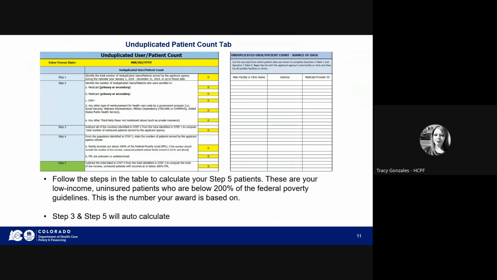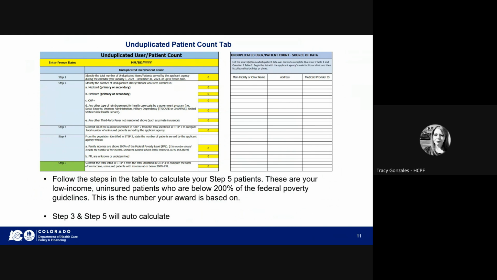Step 5 is going to be your low income, uninsured population whose incomes are at or below 200% of the federal poverty guidelines. So you will follow the steps in this table to calculate your step 5 patients. These again are your low income uninsured patients who are at or below 200% of the federal poverty guidelines. And this is the number your award was based on. And I want to remind you that step 3 and 5 auto calculate for you.